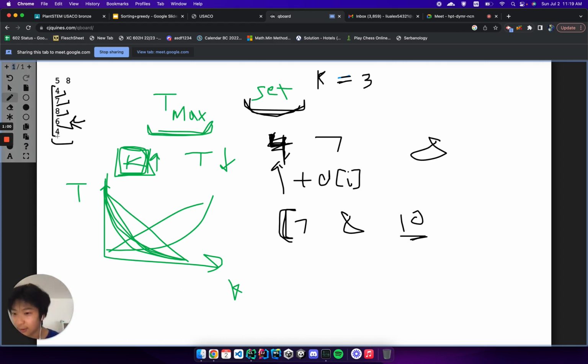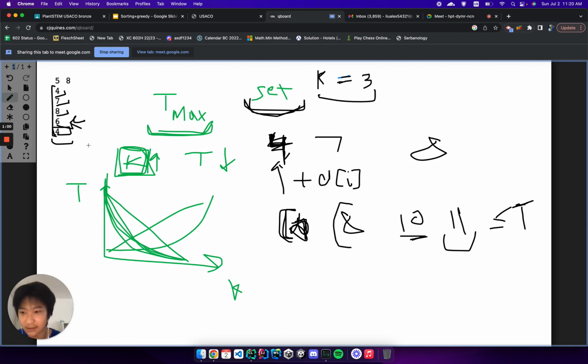The next value we look at is 4. The earliest time a cow is going to get off stage is 7, so this cow is going to get off stage at time equals 11. We get rid of the 7, and this is our new set. Then all we have to do is make sure the maximum time, the latest time some cow gets off, is less than or equal to T max. If this is satisfied, we know this k works. In this case, 11 is not less than or equal to 8, so this does not work.